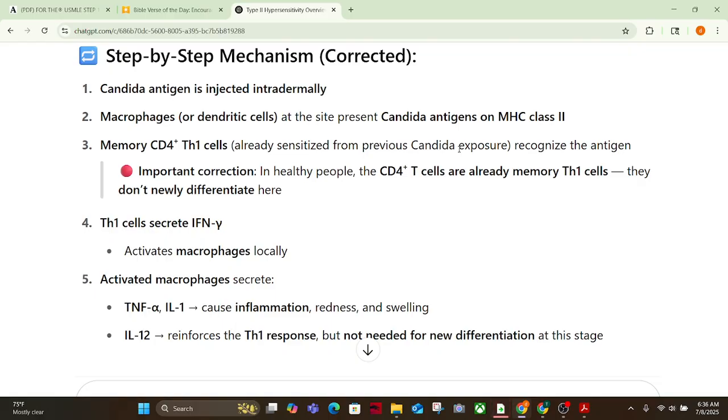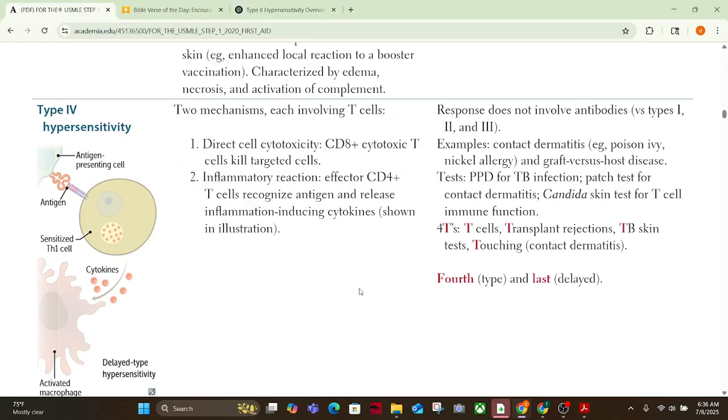IL-12 is also secreted by macrophages, and this increases the Th1 response to make more interferon gamma, which in turn activates more macrophages. Okay? Alright, done. We are done with hypersensitivities. Very high yield for Step 1.